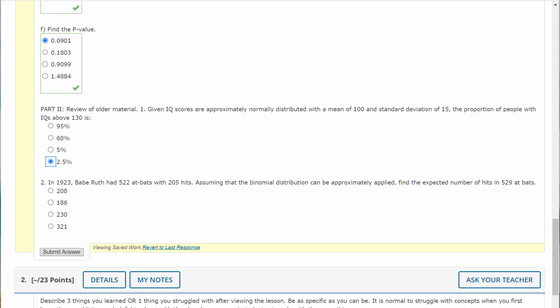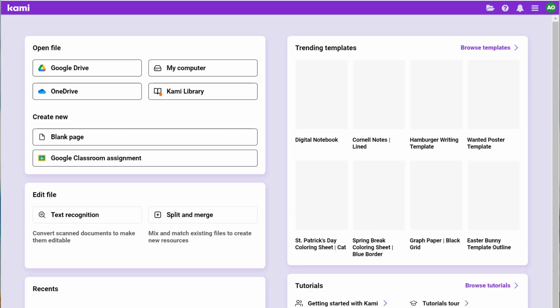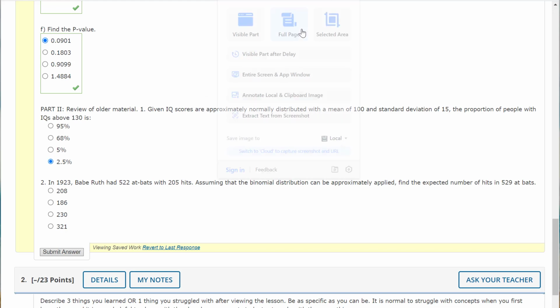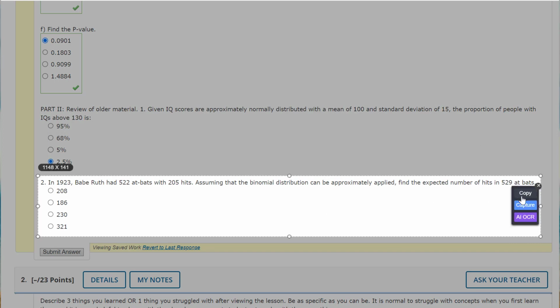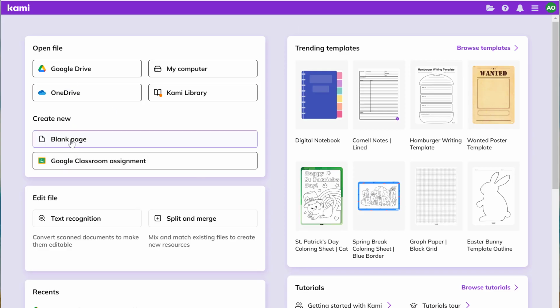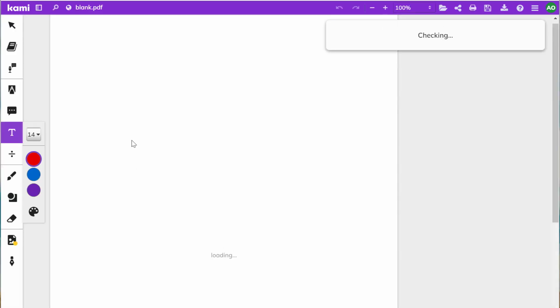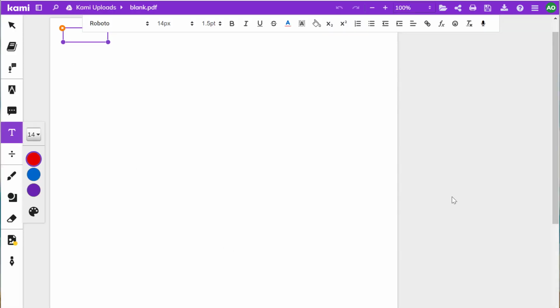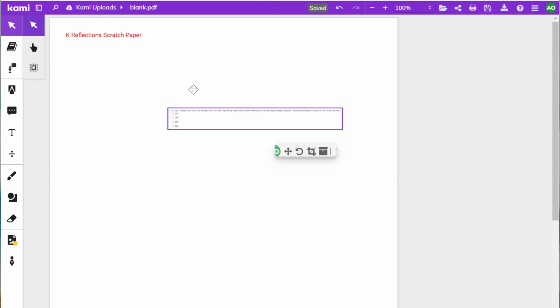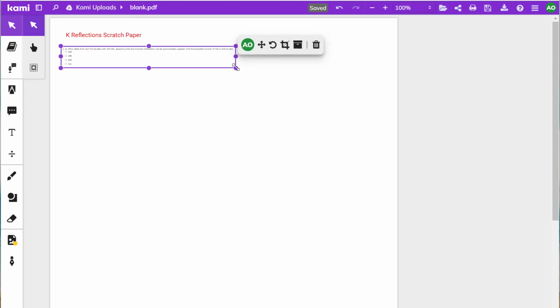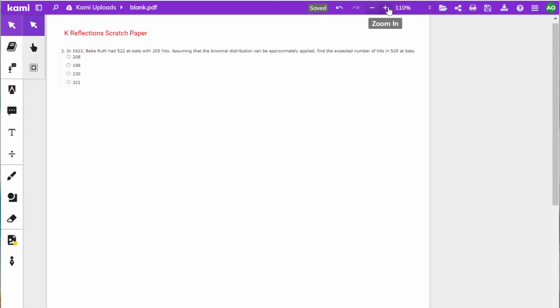You know what? I'm going to do a Cami for this just to make it a little bit easier. I'm going to grab this screen and get this problem. You won't really need this Cami. All right, blank page. There we go. We'll keep this Cami, and call it K Reflections scratch paper. So let's paste this problem here. Looks awfully tiny, doesn't it? It's a little tiny.